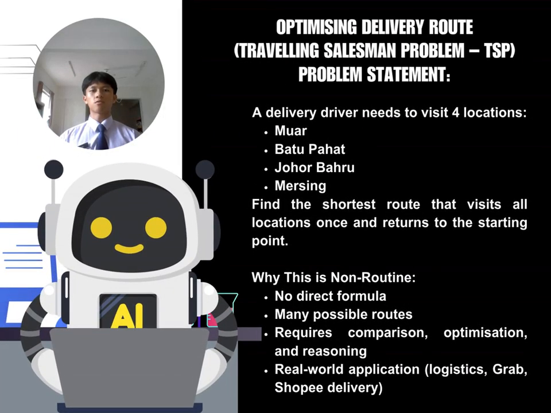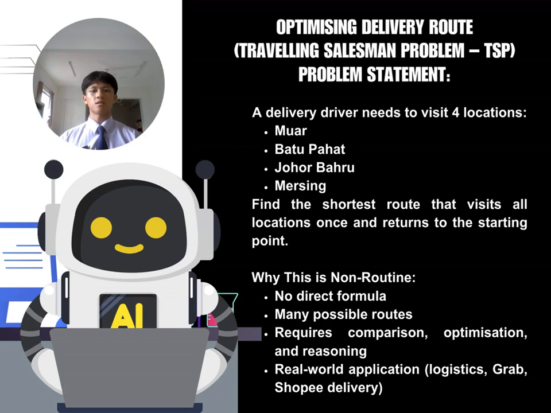Now, I will introduce the problem that I selected, which is based on a real-world situation, known as the traveling salesman problem, or TSP. This problem is commonly used in logistics and optimization. In this case, a delivery driver needs to visit four locations, which are Muar, Batu Pahat, Johor Bahru, and Mersing. The objective is to find the shortest route that visits all locations exactly once and returns to the starting point.